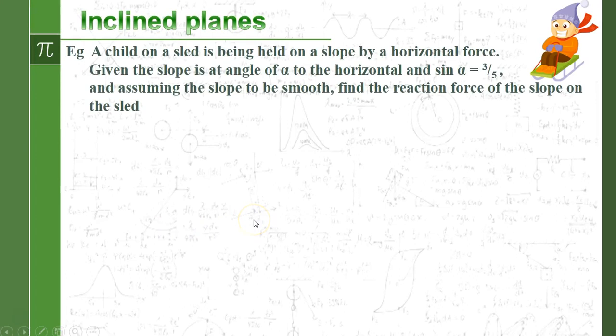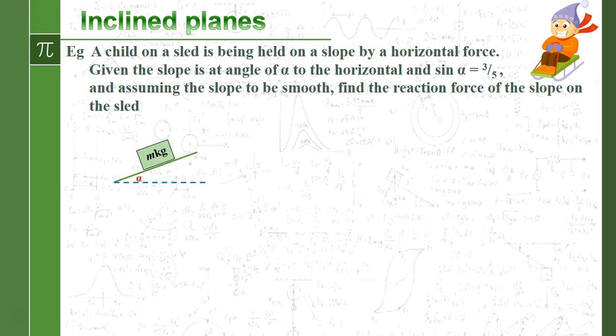Okay, moving on. So here we go. Another example. We've got a child on a sledge, and it's on a slope, being held on the slope by a horizontal force. There's a few other extra bits and pieces in here that are well worth spending our time looking at. So here we go with our diagram again. There's our sledge, and the child and sledge have got total mass.